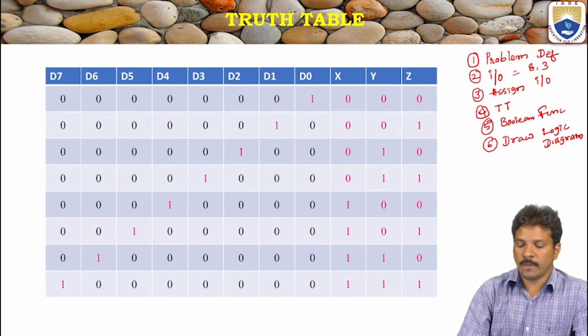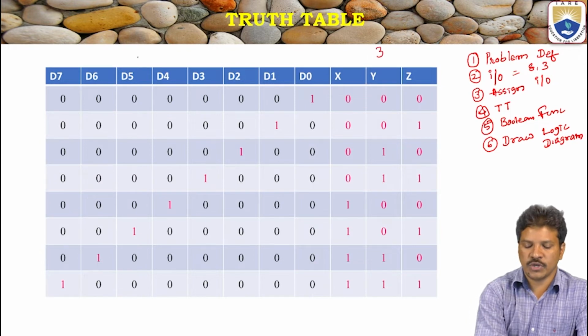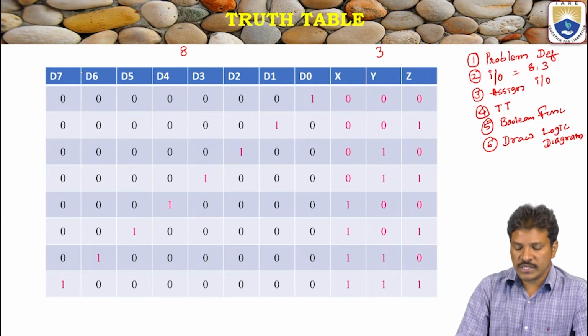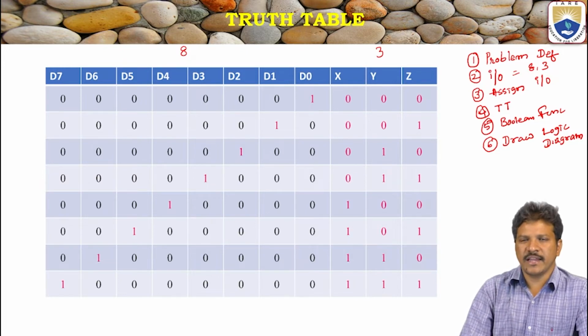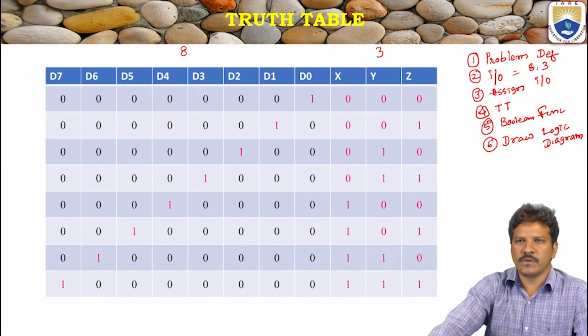So coming to the truth table, the relationship between these 8 inputs and 3 outputs. These are the 3 outputs, and these are the 8 inputs. Generally in the truth table, for the inputs and outputs, we have to take the combinations of all the variables in the input. But in this case, it is not possible to take 2 power 8 possibilities, take the inputs and then its corresponding output.